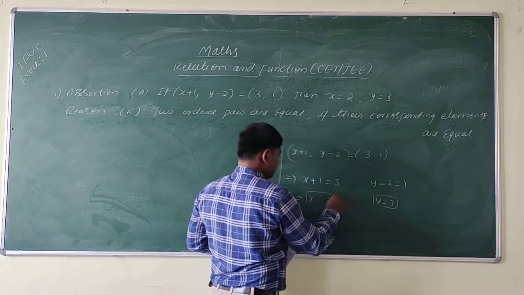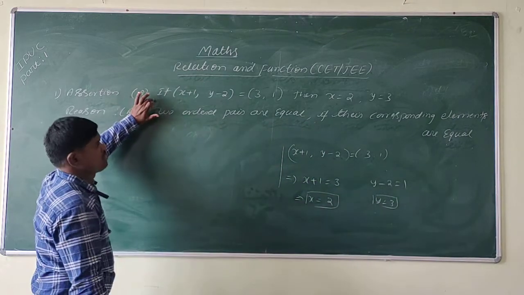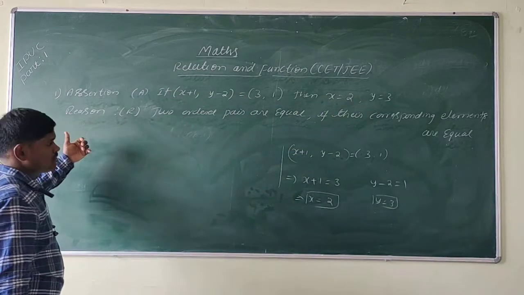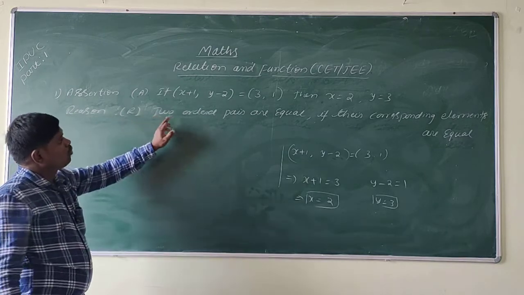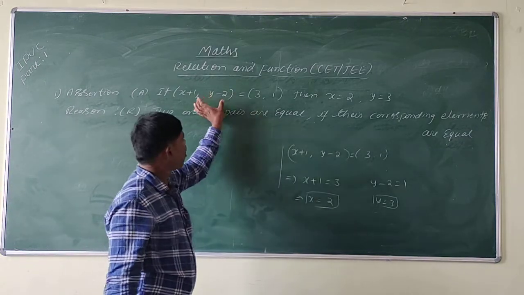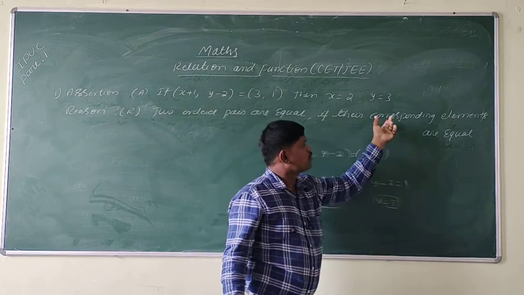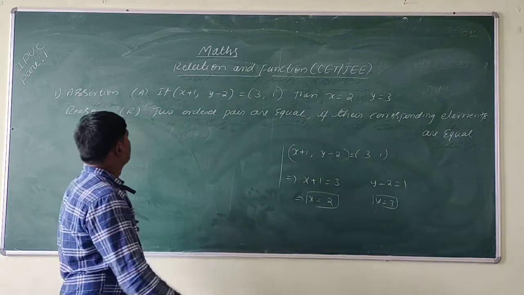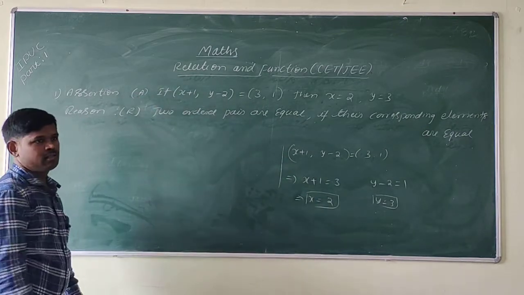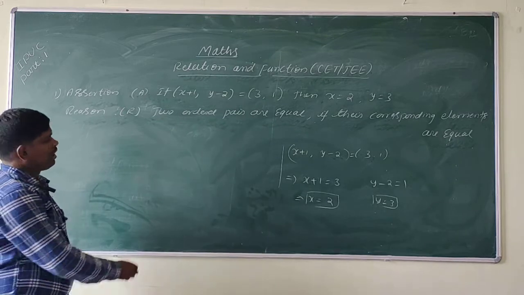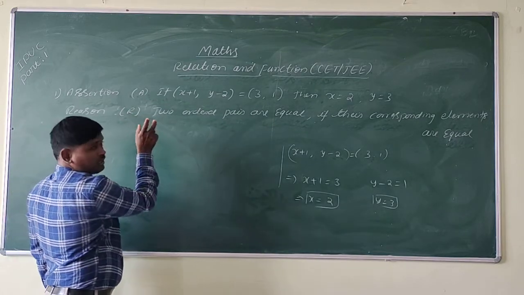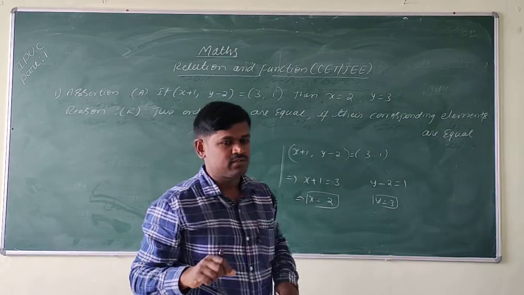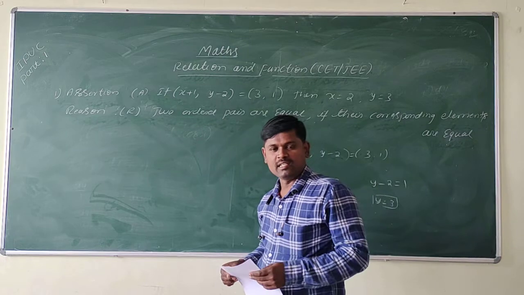So the assertion is right: x is equal to 2 and y is equal to 3. What about the reason? Two ordered pairs are equal, then their corresponding elements are equal. Yes. So A is correct, R is correct, and R is the correct reason for assertion A. Therefore, option A is the correct answer.